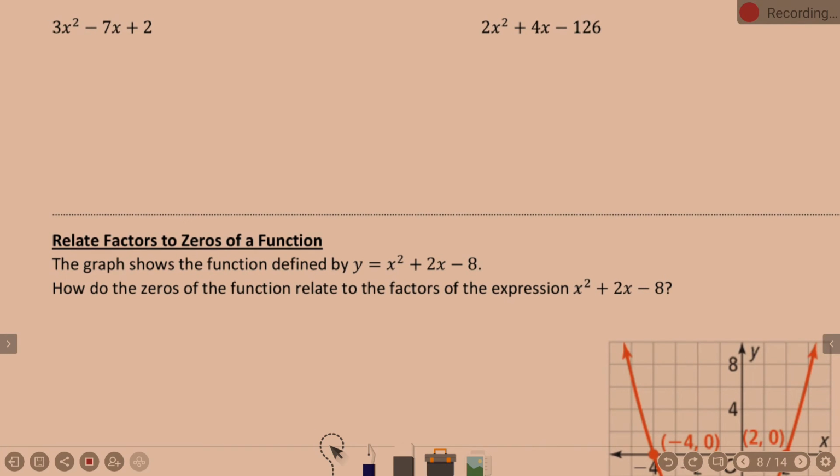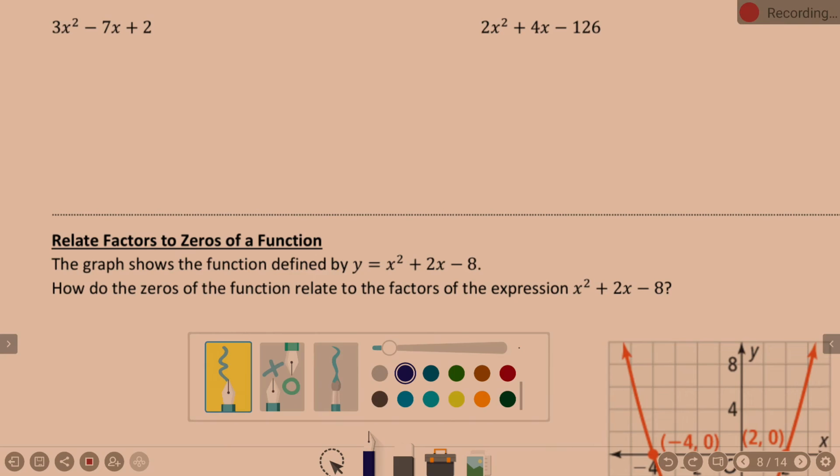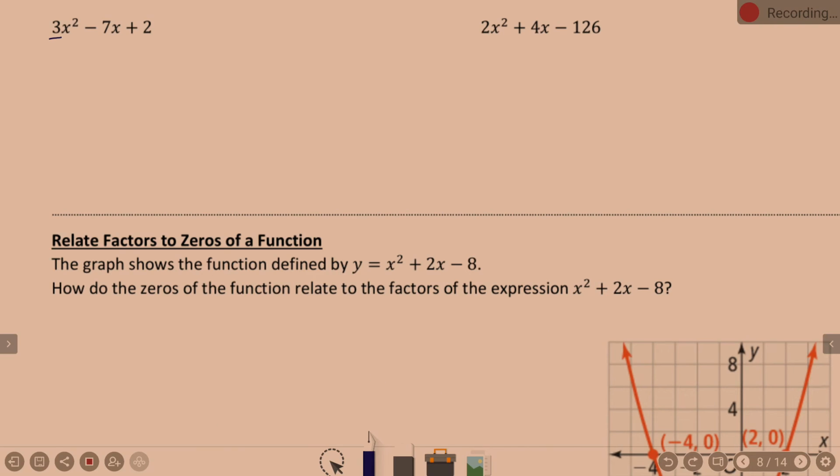What are you thinking about 3x squared minus 7x plus 2? We've got to do the ax squared plus bx plus c. Is there a GCF? No, unfortunately. Which means we have an a value, don't we? So when we're in that form, ax squared plus bx plus c, and there's no GCF, we need a product of AC. What is A and C here?